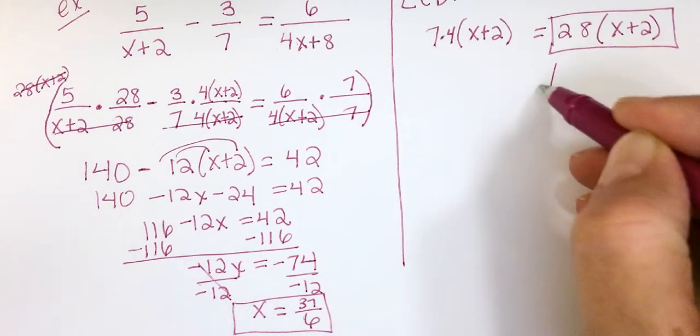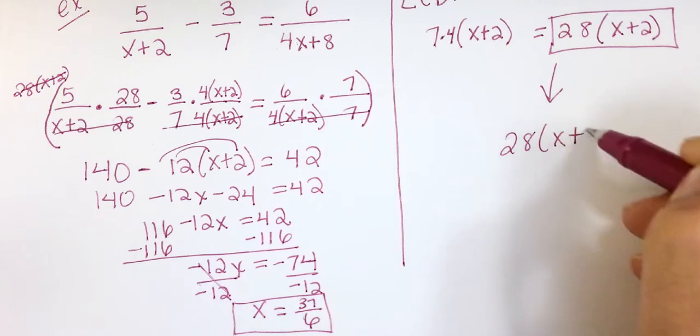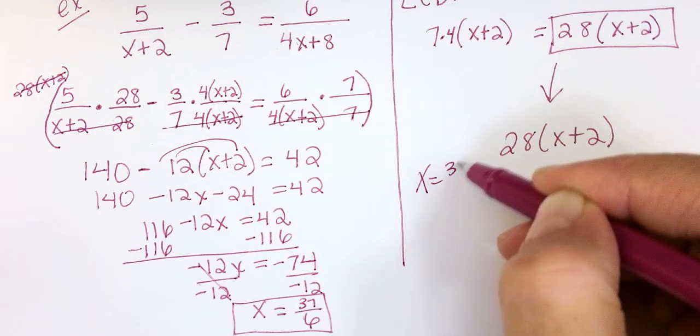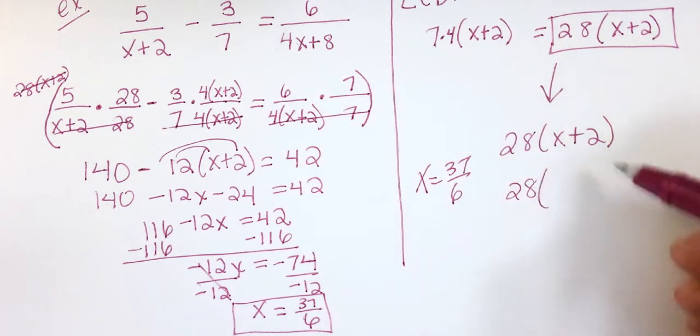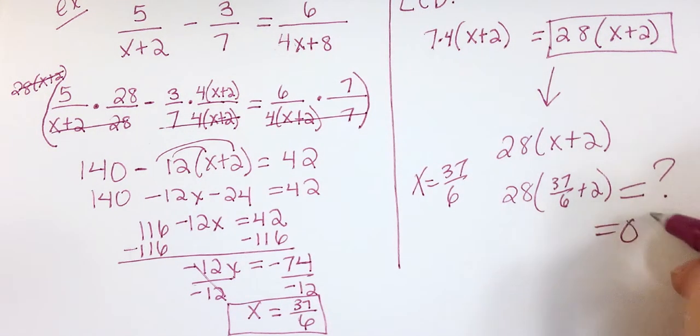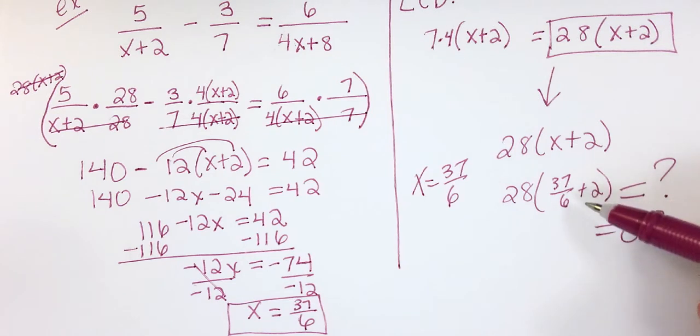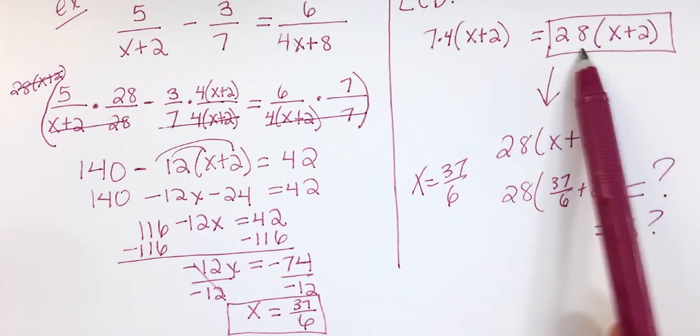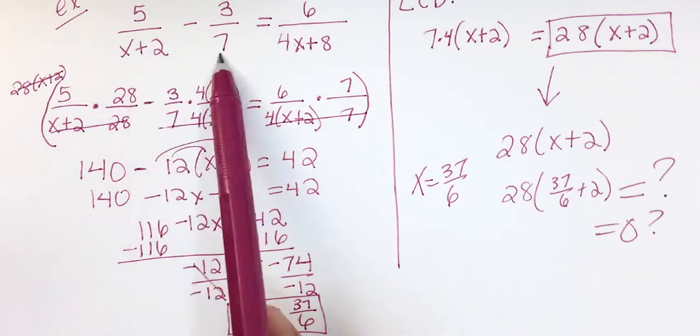So over here we have 28 times x plus 2. If x is 37 over 6, the big question is, is this going to equal 0? Does it equal 0? No, it doesn't. 37 over 6 plus 2 is not going to equal 0. It doesn't really matter what the value would be, but the biggest thing is this cannot be 0, because we got all of these values, this least common denominator, from the denominators.